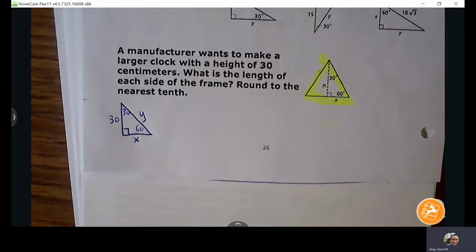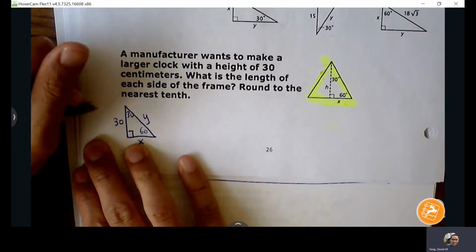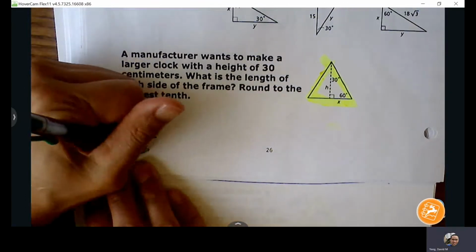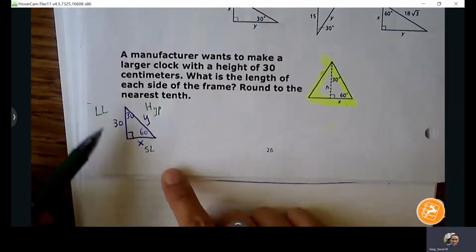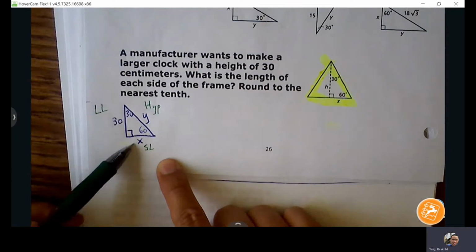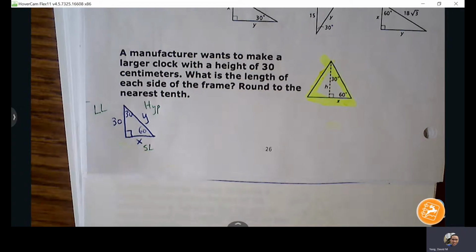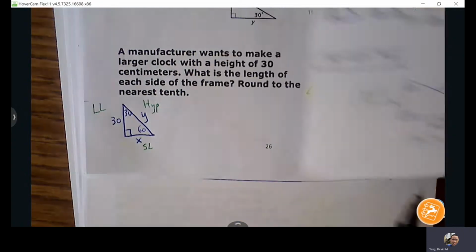All right, so here I'm starting with a long leg, right? Making my way around. Always involve the short leg first. Okay, how do I get from 30 down to the short leg? Divide by root 3, right? Getting from a long leg to a short leg, I'll divide by root 3.